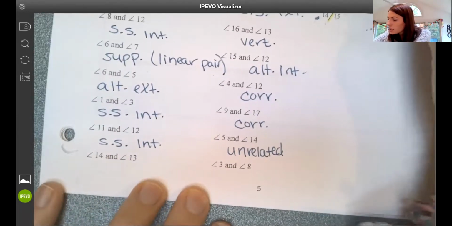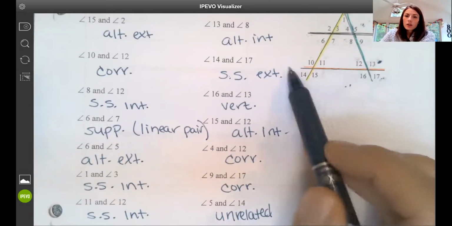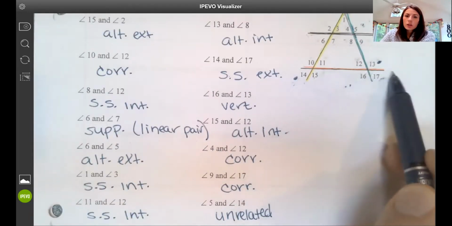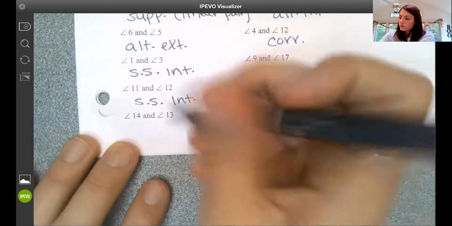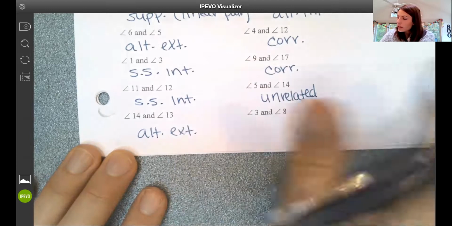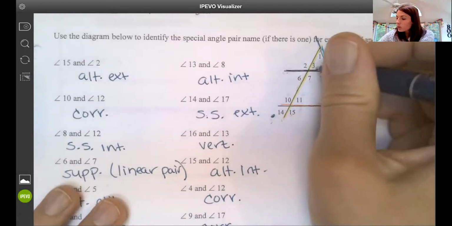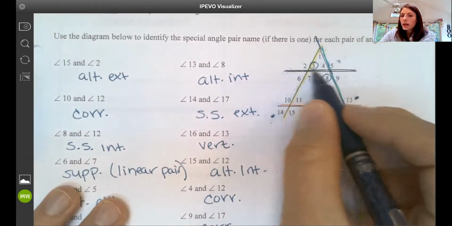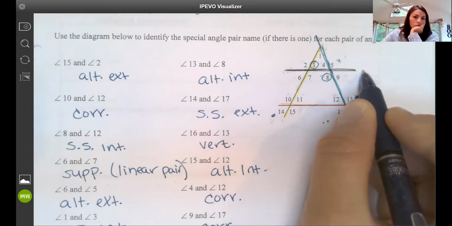14 and 13 do have a relationship along this transversal. So see how they're both on the orange transversal. And these would be alternate exterior. And the last, 3 and 8. 3 and 8 are both connected to the black transversal. What would their relationship be? Alternate interior, yeah.